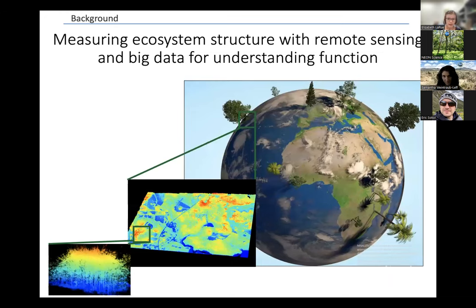Narrowing in, I, as an ecologist, focus on measuring ecosystem structure with remote sensing and large-scale data sets like NEON for understanding the functioning of ecosystems from local to landscape to regional to macro scales.